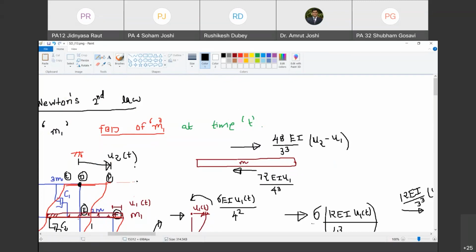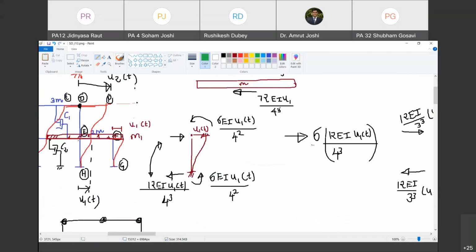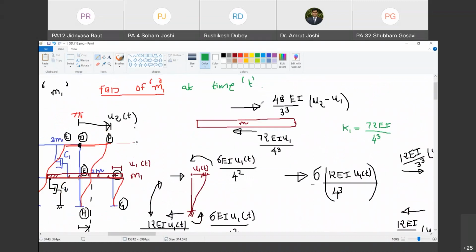अब जरा देखो मैं क्या करने वाला हूँ. I am going to replace this 72 EI upon 4 cube by K1. What is the substitution that I am going to make? K1 is equal to 72 EI by 4 cube. Happy? Yes, sir. And I am going to replace this 48 EI upon 3 cube by K2. So what am I going to call this as? K2 is equal to 48 EI upon 3 cube. Do you agree with me?